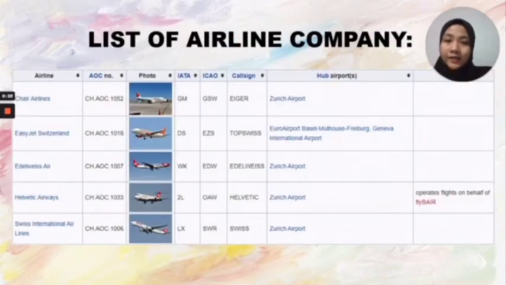List of airline companies: Czech Airlines, EasyJet Switzerland, Edelweiss Air, Helvetic Airways, Swiss International Airlines. The hub airport is Zurich Airport.